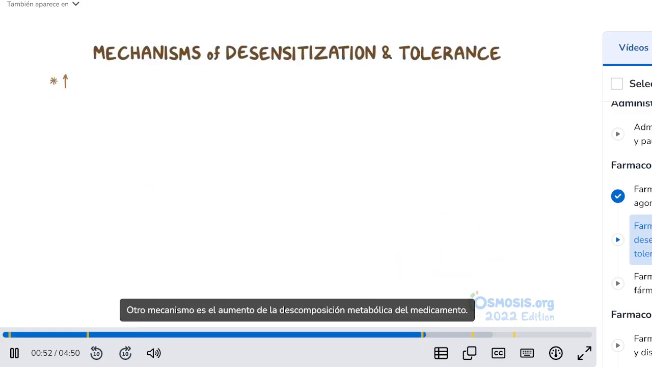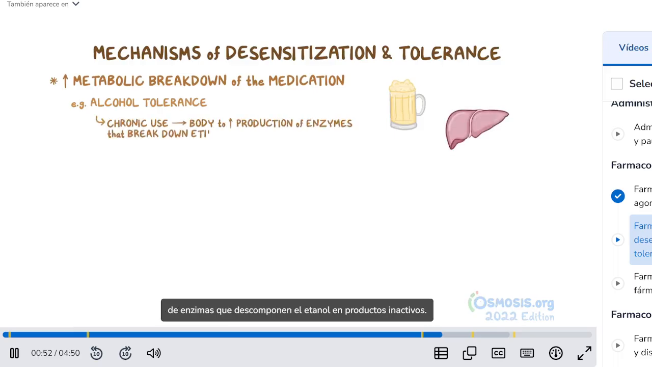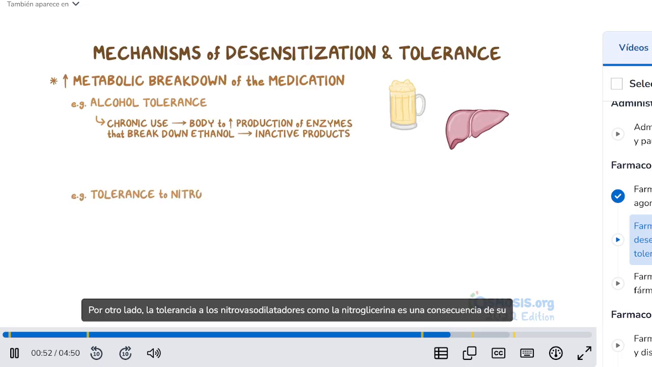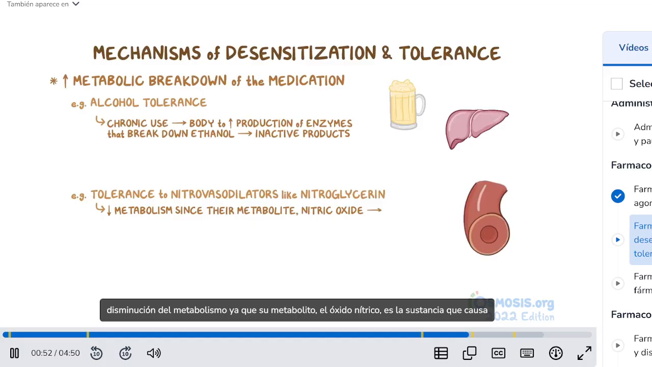Another mechanism is the increased metabolic breakdown of the medication. An example is alcohol tolerance, where chronic use causes the body to increase production of enzymes that break down ethanol into inactive products. On the flip side, tolerance to nitrovasodilators, like nitroglycerin, is a consequence of their decreased metabolism, since their metabolite, nitric oxide, is the substance that causes the vasodilation.